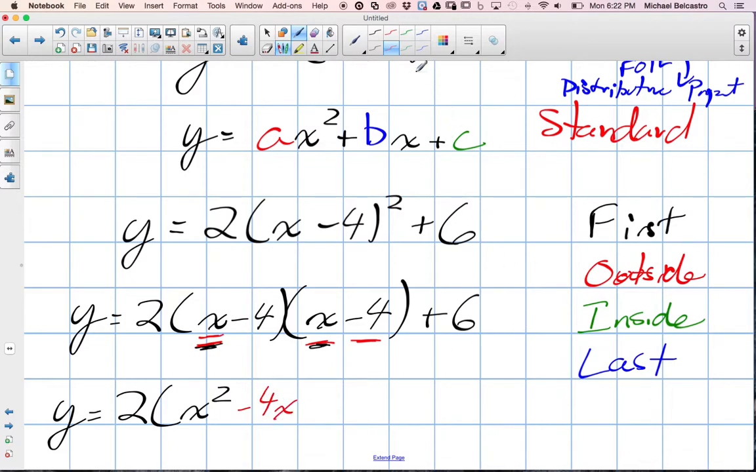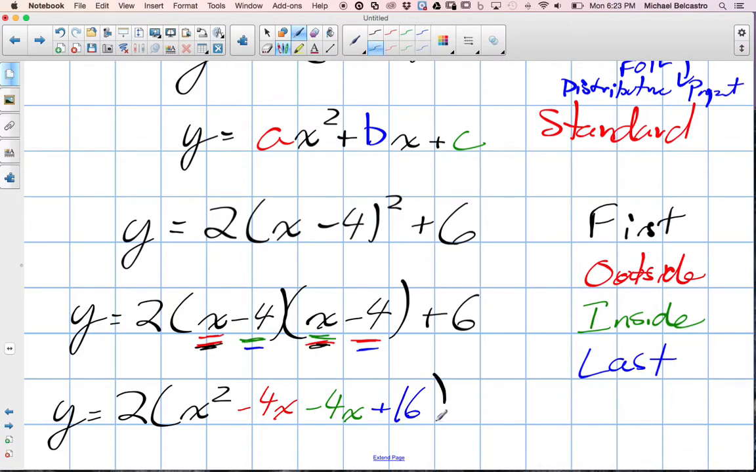Okay. Inside terms, closest together in the bracket. What two terms are those? So negative 4 and x. Good. So negative 4 times x is negative 4x. Beautiful. And then what are the last terms in each bracket? Like the last term in each pair. Oh, the last. Okay, yeah. So negative 4 and negative 4. Good. And negative 4 times negative 4 equals what? Positive 16. Very good.